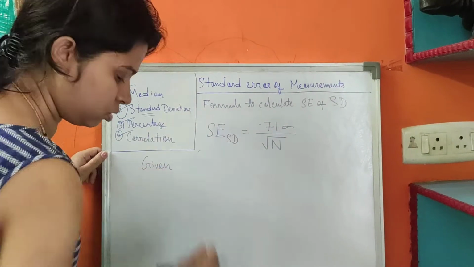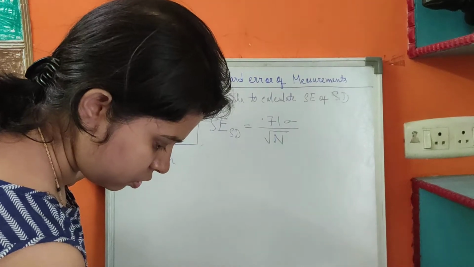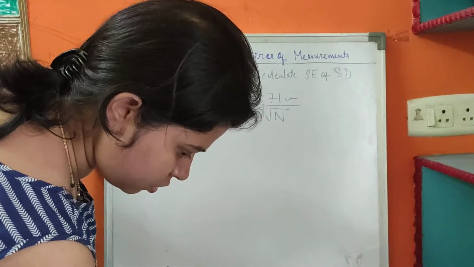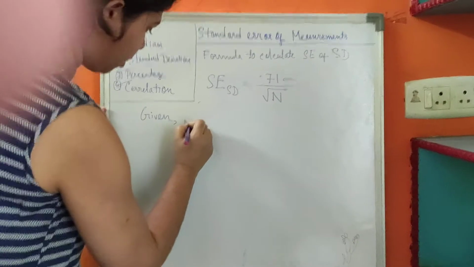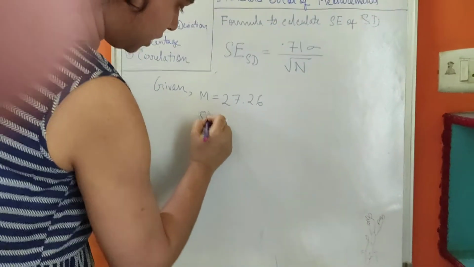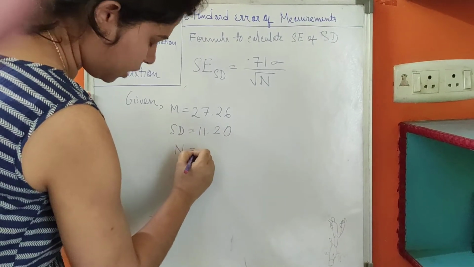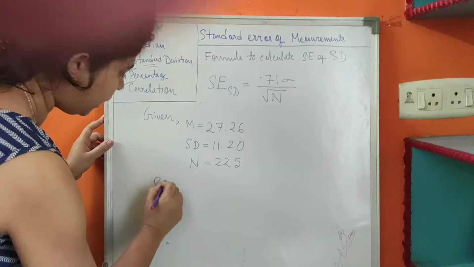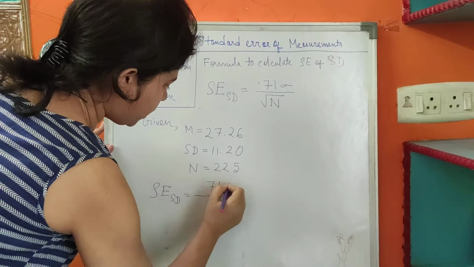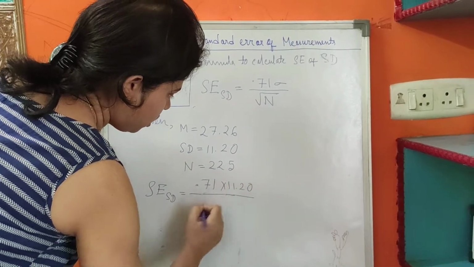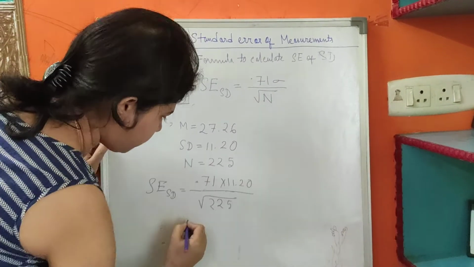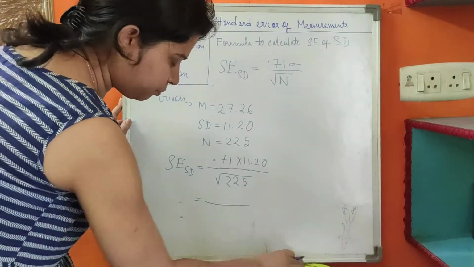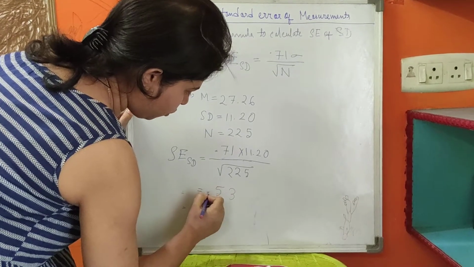So for a given set of values, where the mean is 27.26, SD is equal to 11.20 and n is equal to 225. By putting all these given values in the formula, we can find out the standard error of SD, which is equal to 0.71 times sigma, that is 11.20, divided by square root of n, which is 225. So the value will come out to be 0.53.